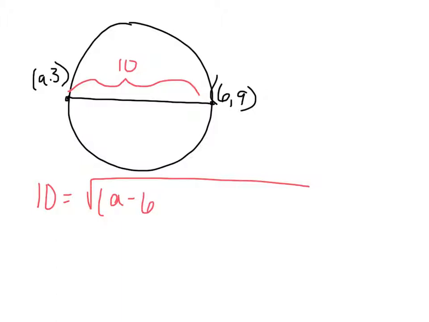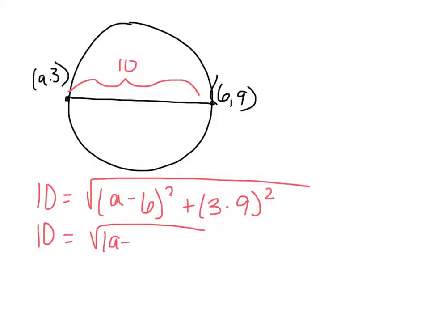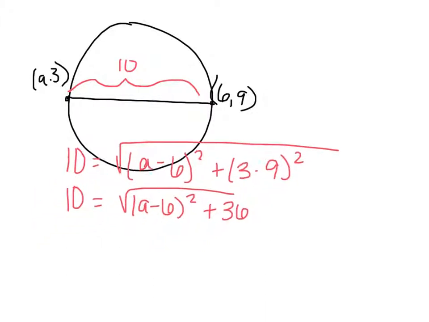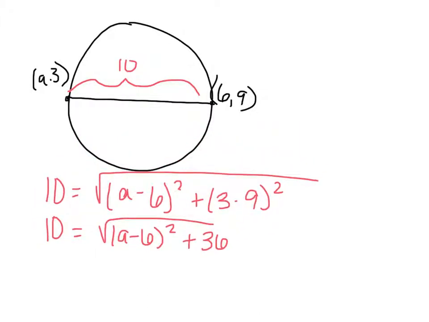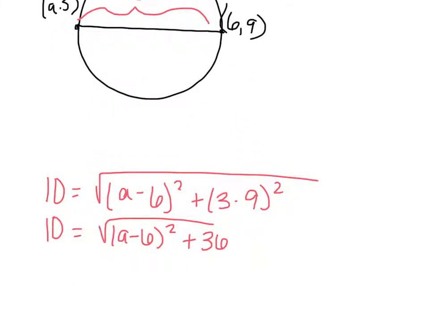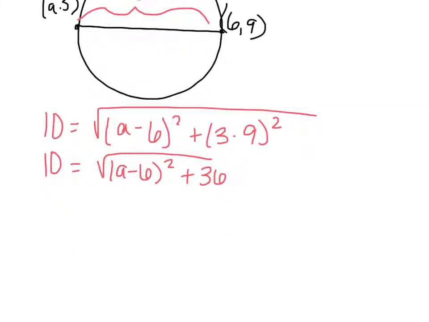So (a minus 6) squared plus (3 minus 9) squared. And then I'm going to simplify it. So 10 equals the square root of (a minus 6) squared plus 36. And now again, to undo a square root, you're going to square both sides. So this is going to be 100, and those are going to cancel out. So you got (a minus 6) squared plus 36.